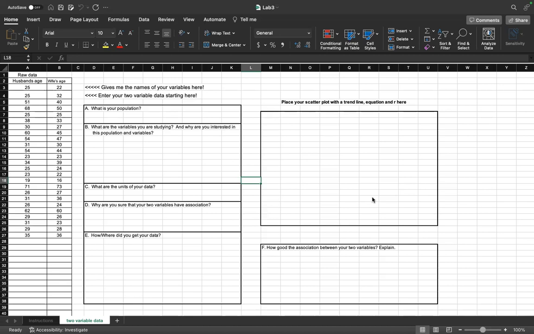So my population obviously would be my Facebook friends. The variable I'm studying is ages of husbands and wives. My units would be years. I'm not interested in the data. I don't really care, especially since I made it up.